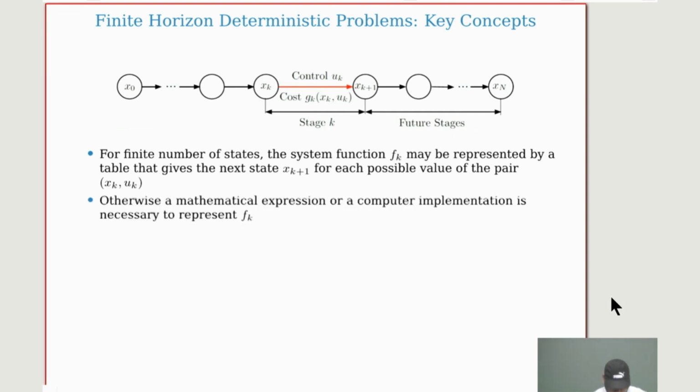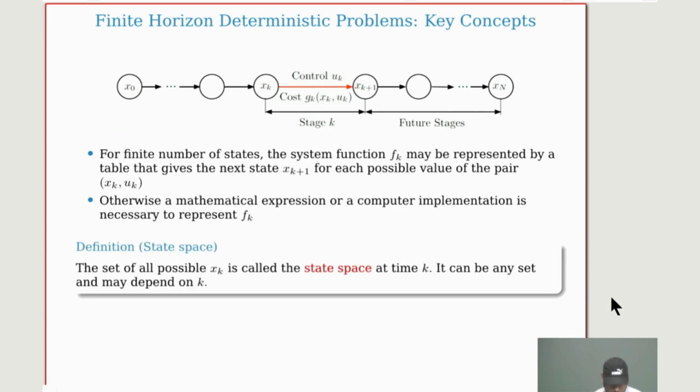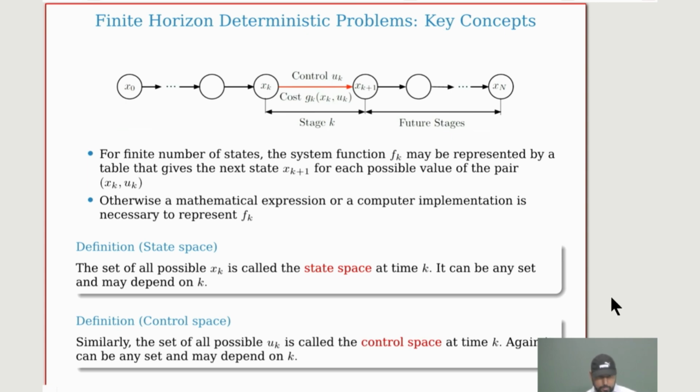Otherwise it may be some kind of function or some kind of implementation which we will make precise. So this fk really depends on the problem at hand. We can formally define the state space as the set of all possible xk, called the state space at time k, and it can be any set and may depend on k. The control space we can also define as the set of all controls uk at time k.